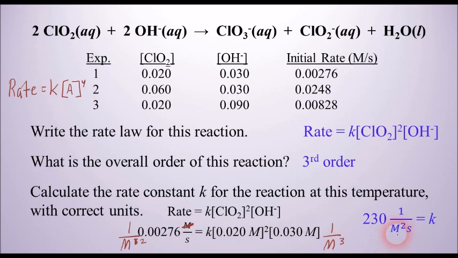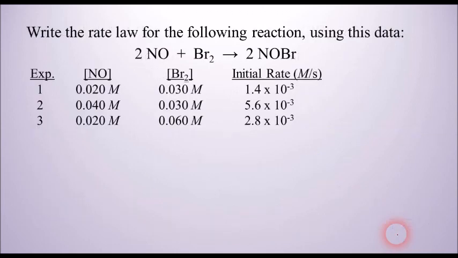Let's try one more example with this here. Let's take the rate law for this reaction using this data. Now the first thing we have to do is find the individual orders. And so we'll start with NO, and we need to find two experiments where NO would be the only reactant that's changing. And it looks like experiments 1 and 2 would qualify because bromine is constant from 1 to 2, but NO seems to be doubling, 0.02 to 0.04, so it's doubling.